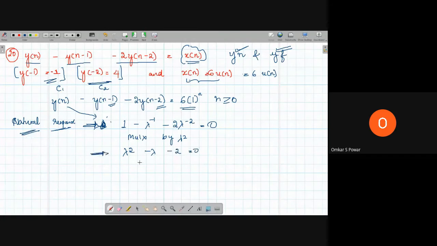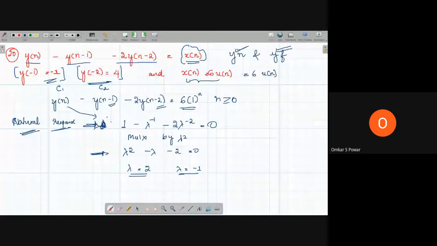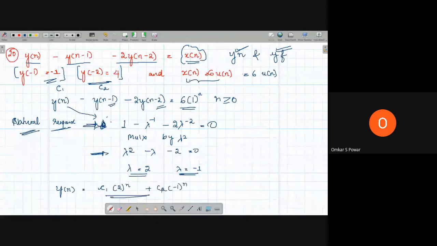Now if you solve this in the calculator, you'll get the value of lambda as 2 and lambda as minus 1. So your natural response of your system will be c1 lambda to the power of n plus c2 lambda to the power of n. So our first thing got over. What is remaining? The forced response, and to calculate the values of c1 and c2. So let me go to the next page to calculate the forced response.